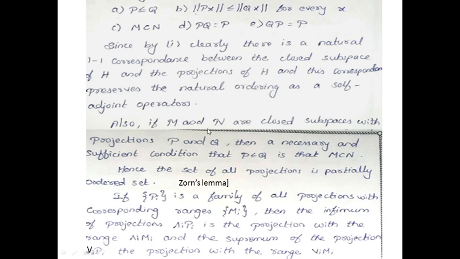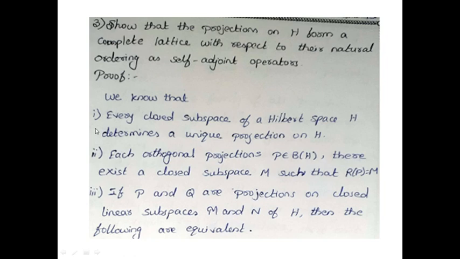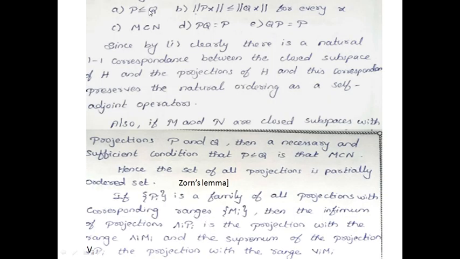Now M and N are the closed subspaces of the projections P and Q. Then the necessary condition is given here. See the third result: P and Q are the projections on the closed subspaces M and N. The condition P less than or equal to Q implies M is a subset of N. These conditions are equivalent, so the necessary and sufficient condition that P is less than or equal to Q is that M is a subset of N.